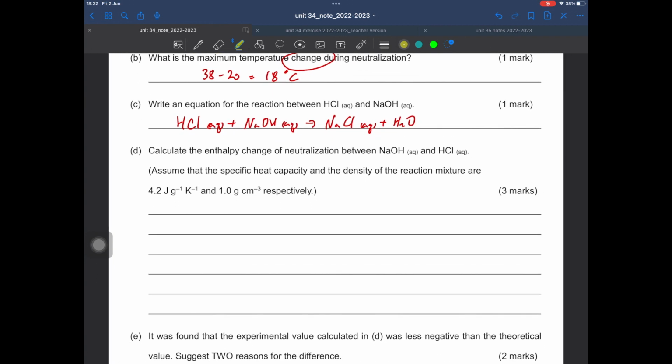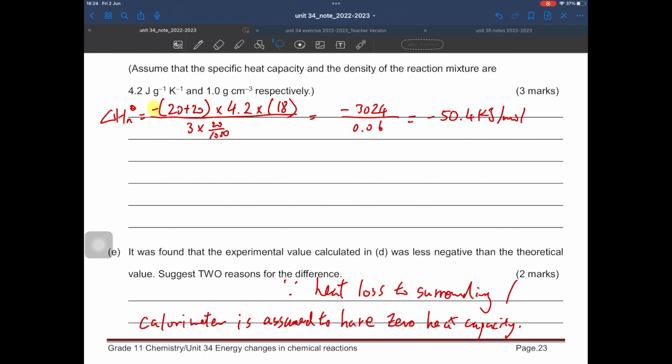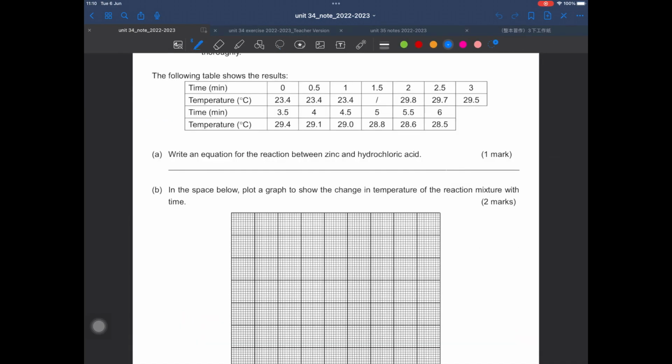The energy involved is mc delta T, and the number of mole of water formed this time is the same as the number of mole of HCl. That is here. Again, add the negative sign and you get the result. Part E is the same, right? So I try to copy the answer from the previous page. Now this is page 28.